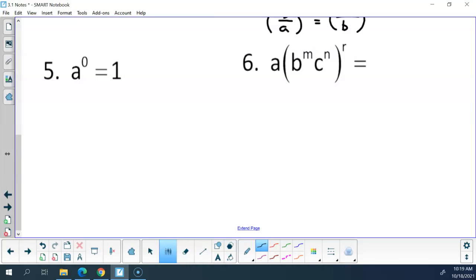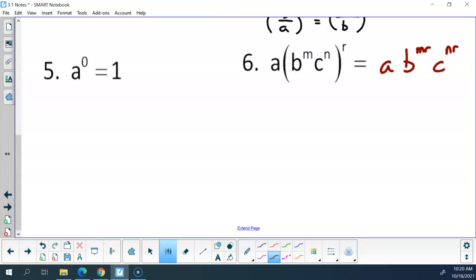And our last one was the one that Emilian was talking about before. What if we have multiple things going on with it? It's like the distributive property when we've got powers to powers, but it's just into the exponents. So this particular one, as written, would be A times B to the MR power times C to the NR power.